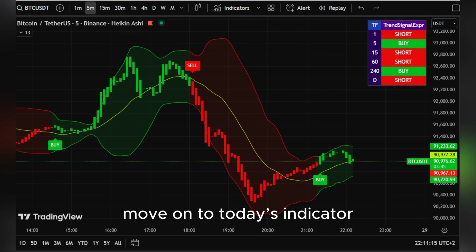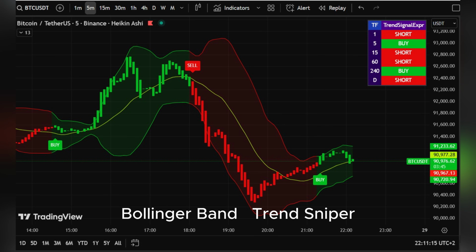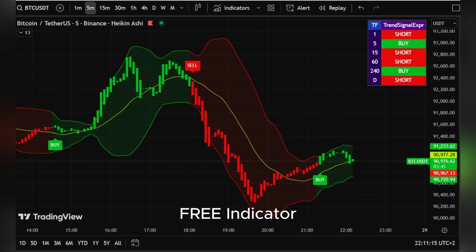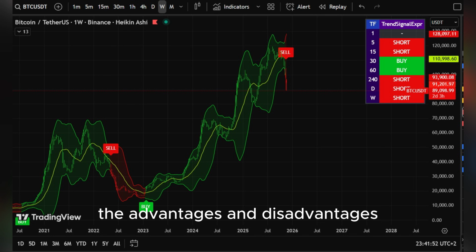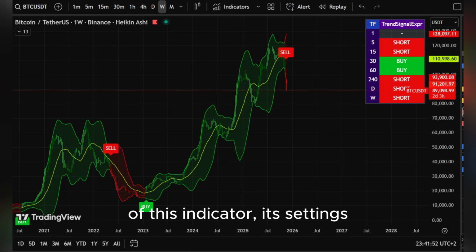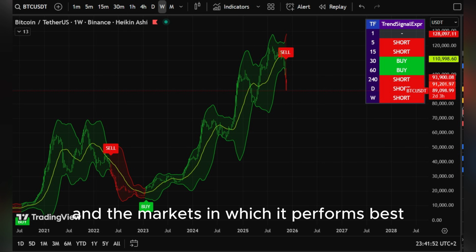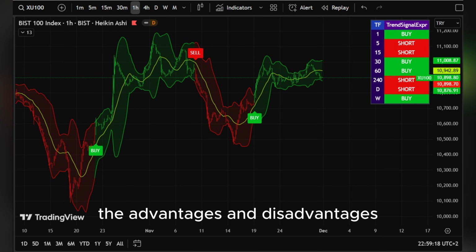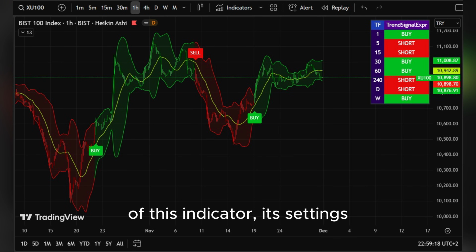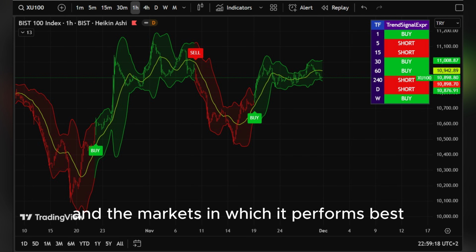Now let's move on to today's indicator. Today I'm introducing the new trend following indicator called TrendSignal Express Bollinger Band, TrendSniper, free indicator. The advantages and disadvantages of this indicator, its settings and the markets in which it performs best.